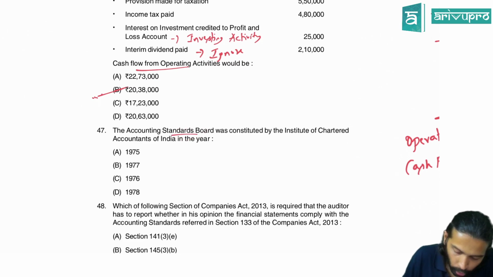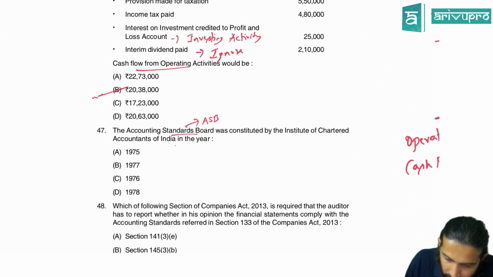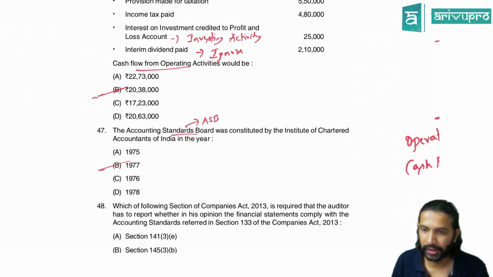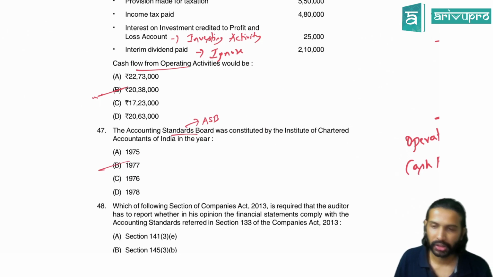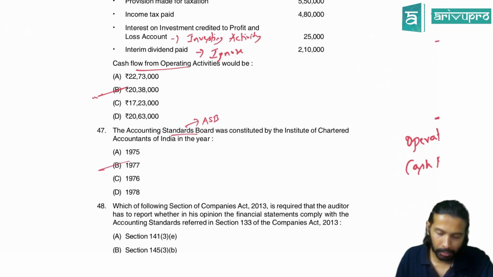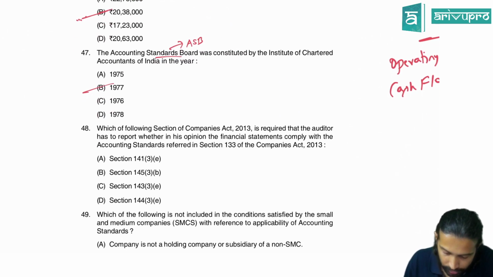Accounting Standard Board, ASB. It is set up by ICAI, correct? We discussed this. In what year was it set up? It was set up in 1977. You've got to remember all these dates, guys. Could be a little tricky. There are enough things to remember, but these are the questions they are asking. This is a previous year paper only. So you've got to remember these sort of things. No other go. So B is the right answer.